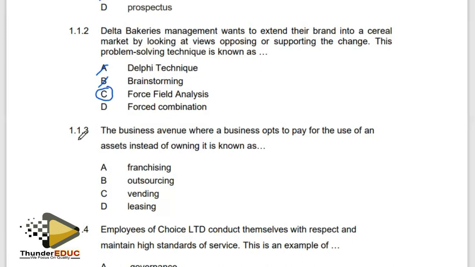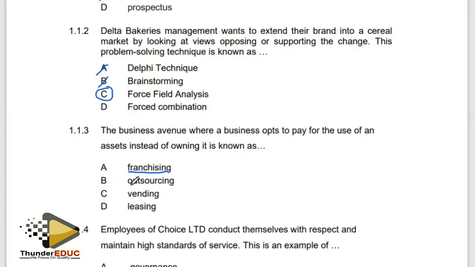Look at question 1.1.3. This is question 3 of the multiple choice, which says the business venture avenue where a business opts to pay for the use of an asset instead of owning it is known as. Definitely, this is not franchising, because when we talk about franchising, you buy rights from the franchisor to start a business that is the same as that of the franchisor. The fashion, the ingredients, the make, everything must be similar to that of the franchisor. This one is not that.